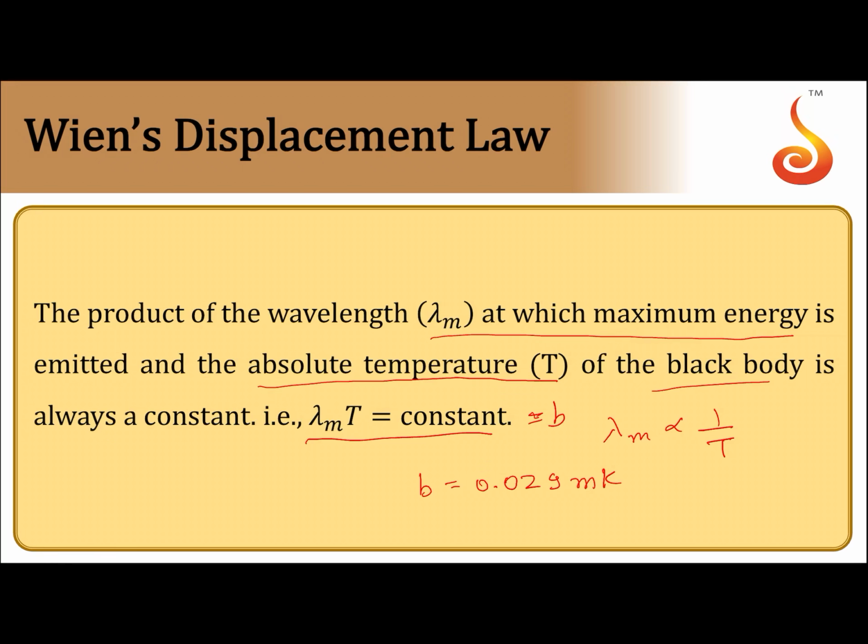So Wien's displacement law can be used to explain the change of color of an iron rod when it is heated. When you heat it, initially it becomes red hot. Then if you further heat it, temperature increases, so it will become blue hot. You know very well red has greater wavelength than blue. When the temperature increases, wavelength emitted decreases. So Wien's displacement law is used to calculate surface temperatures of the stars and other celestial bodies.